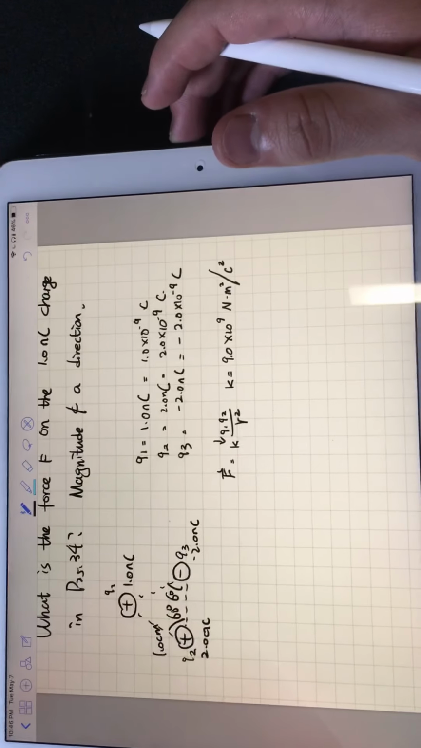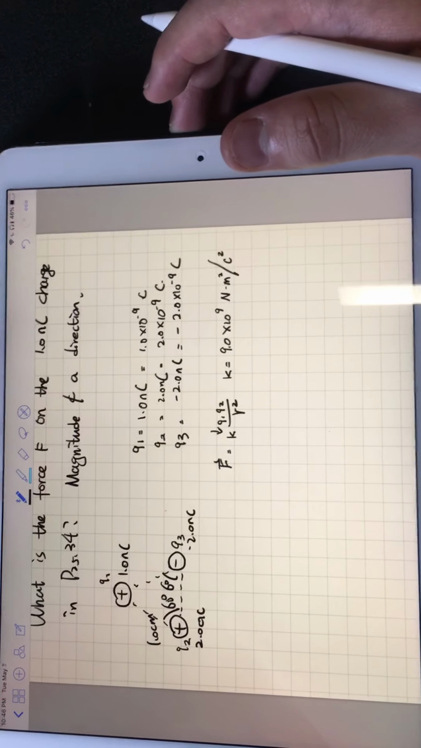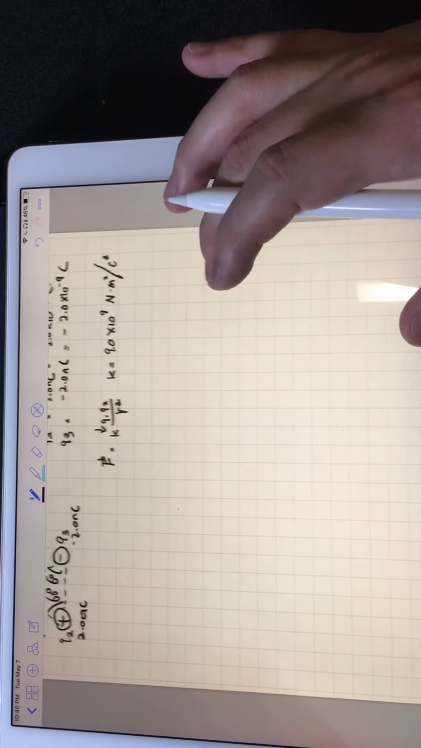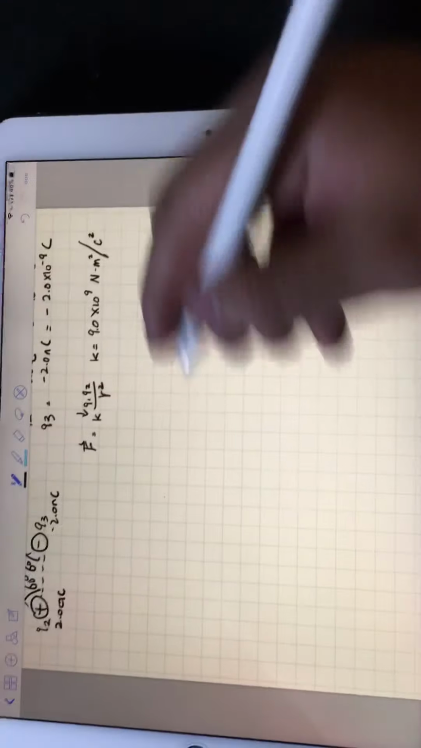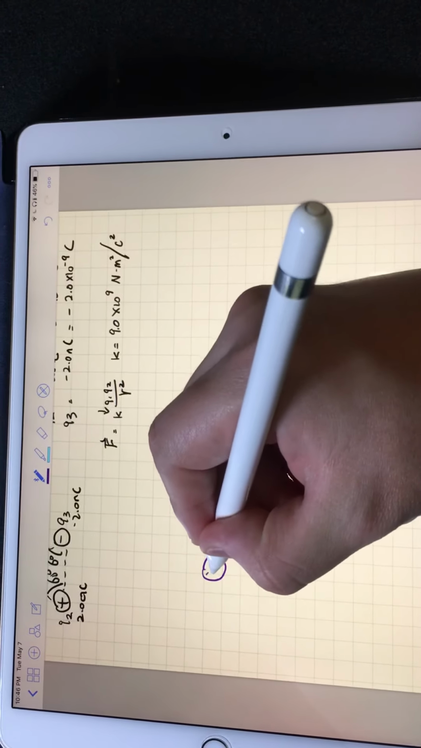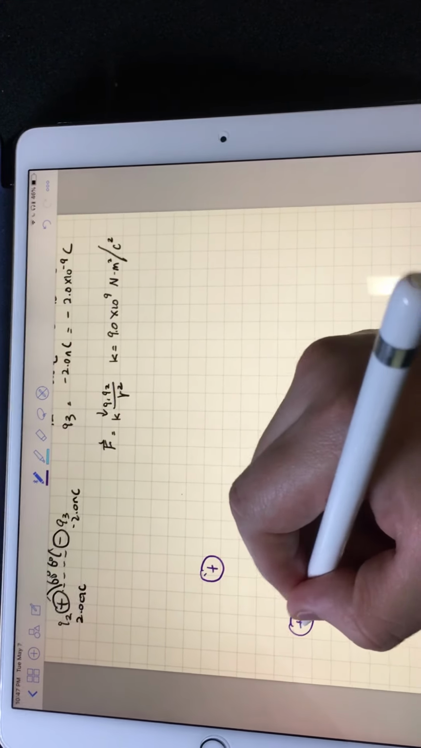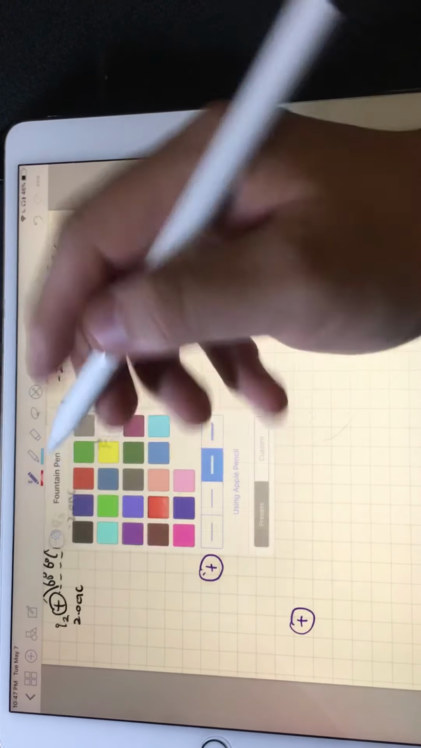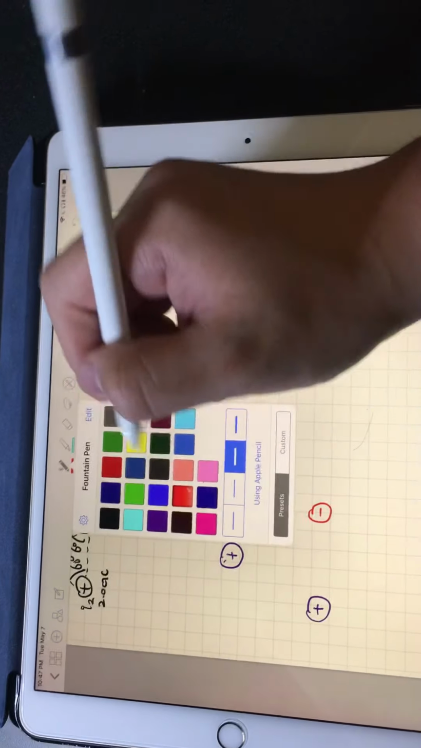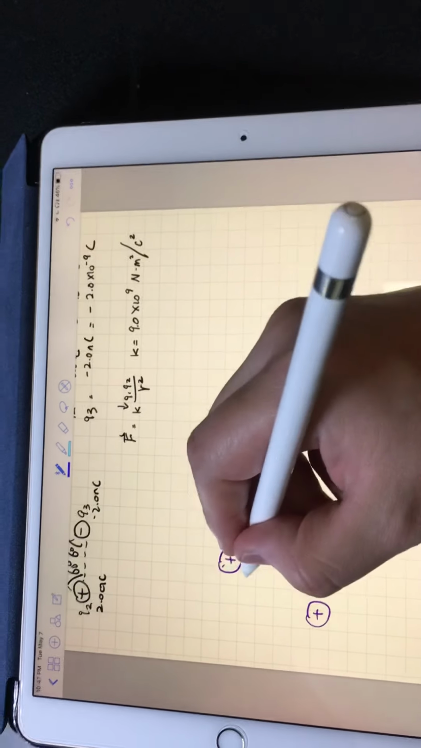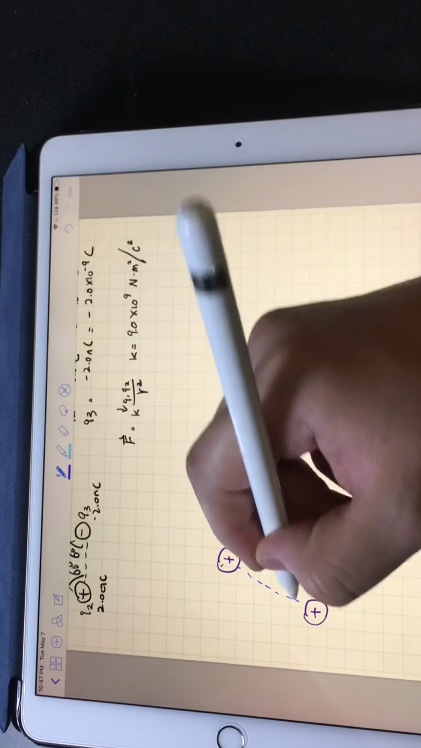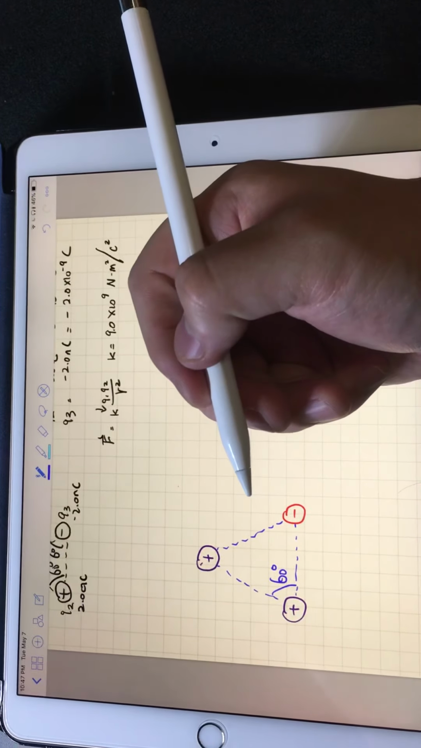How do we solve this problem? We need to draw the free body diagram on charge Q1. So how do we draw it? I'd like to use a different color, like purple, to represent the two same charges, and a red one as the different charge. They are in a triangular shape, and the question gives us this angle is 60.